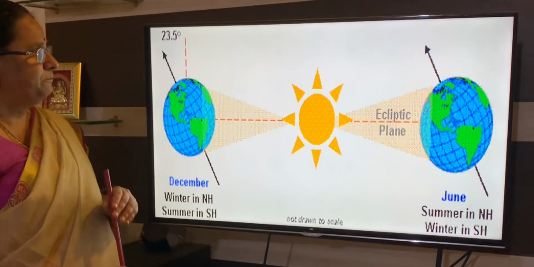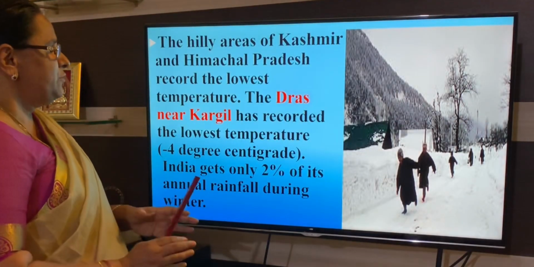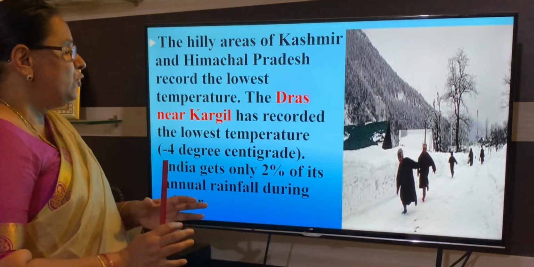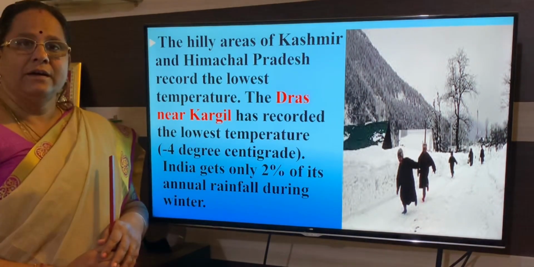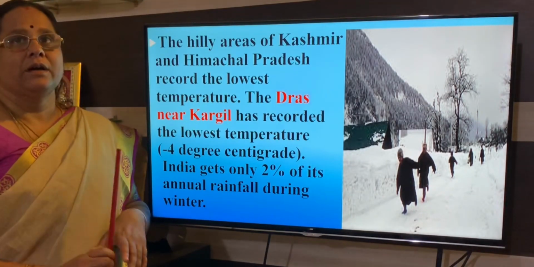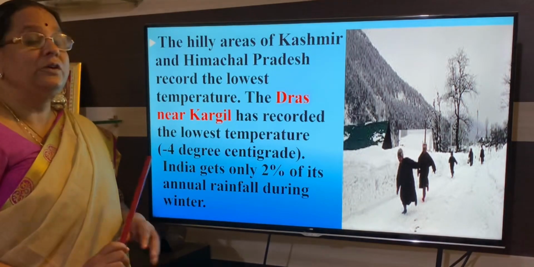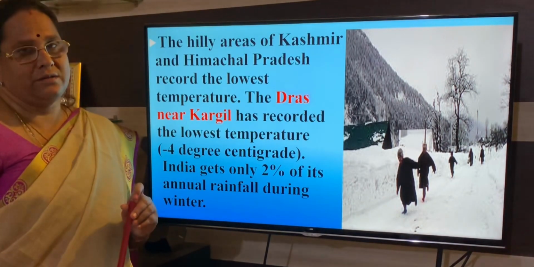The next, here you will see which place has recorded the lowest temperature. If you see, it is Kargil. Kargil is located in Ladakh Union Territory. Sorry, I told you district, it's not a district, it is a Union Territory.